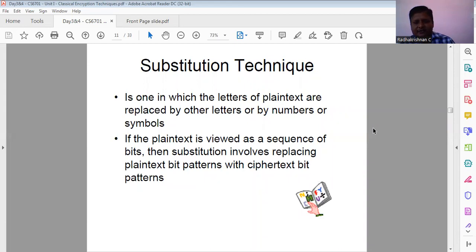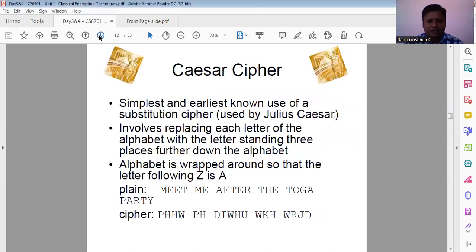If the plain text is viewed as a sequence of bits, substitution involves replacing the plain text bit pattern with the ciphertext bit pattern. So the original message's individual characters are substituted with other characters, which we call the substitution technique. Out of this, we start with the first one, the Caesar cipher.